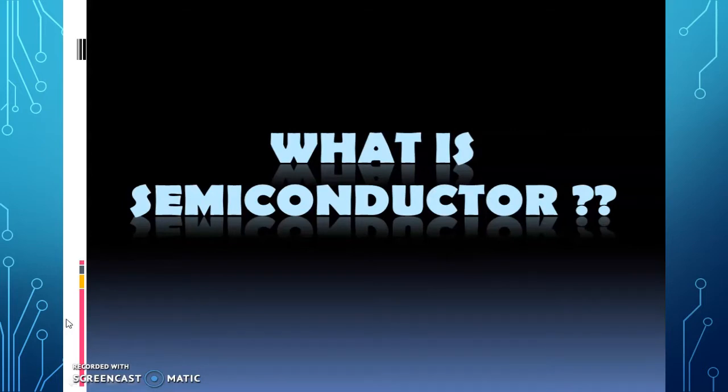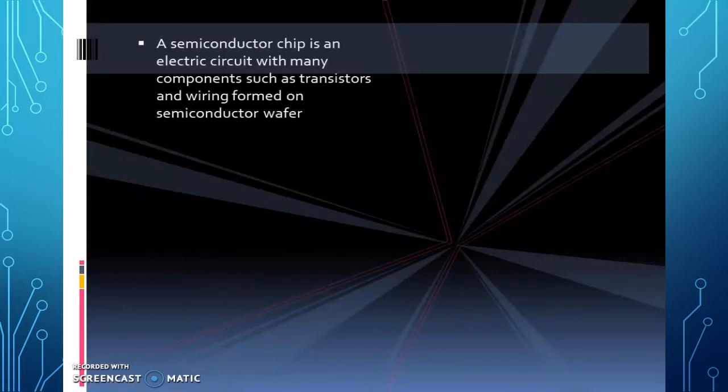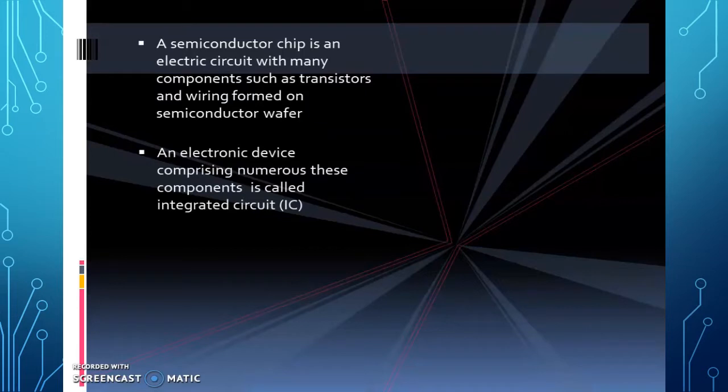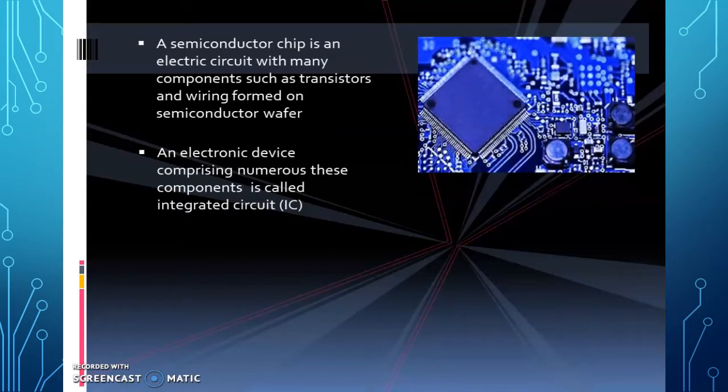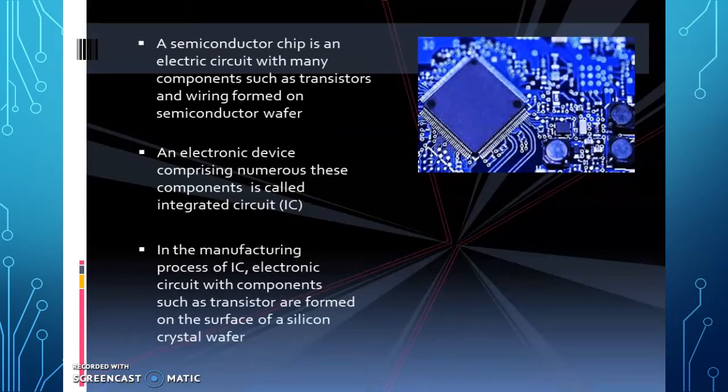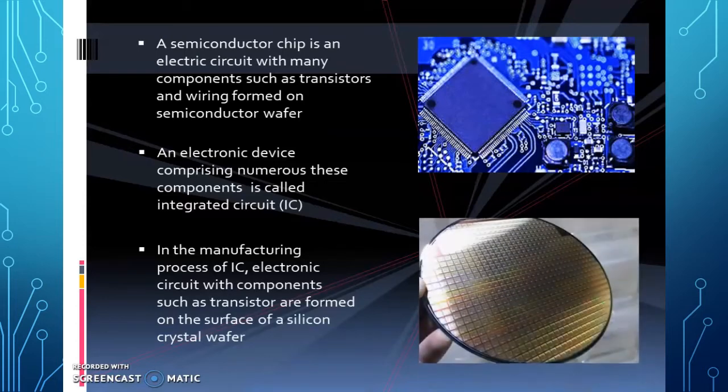Today I will explain about the semiconductor. A semiconductor chip is an electric circuit with many components such as transistors and wiring formed on a semiconductor wafer. An electronic device comprising numerous of these components is called an integrated circuit, IC. This is one example of an IC. On an IC, a million transistors are formed on the surface of a silicon crystal wafer.